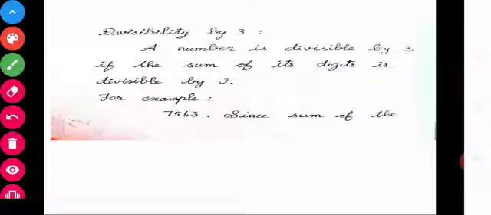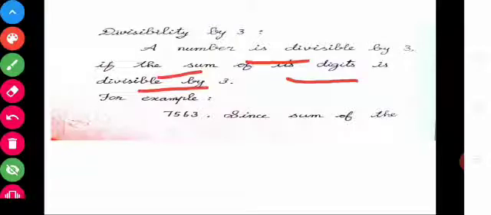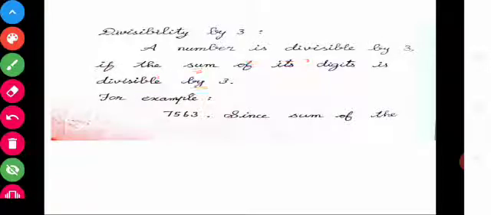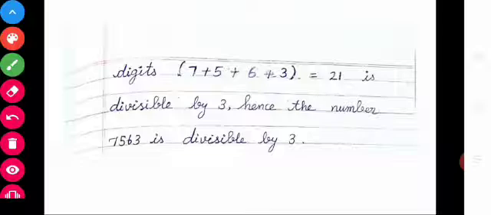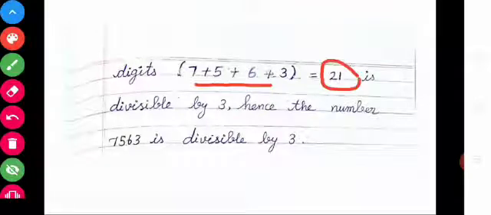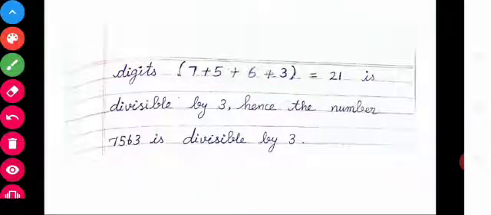See the next one, divisibility by 3. A number is divisible by 3 if the sum of digits is divisible by 3. Look at the example, 7563. Since the sum, what is that? 7 plus 5 plus 6 plus 3. Add, what is the answer? 21. So 21 is divisible by 3. Hence the number 7563 is divisible by 3.